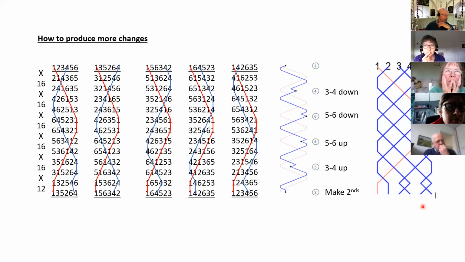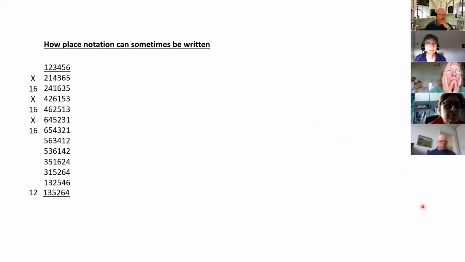So we're now going to just look at how place notation can sometimes be written. Now we've gone back to this. This is the same first lead of plain Bob Minor that we were showing earlier, with a cross 1-6, cross 1-6, cross 1-6. And you'll notice I've now left a gap there. Do you know why that is, Margaret? Because you're just repeating the same things. Not quite repeating. You're absolutely on the right lines, though.